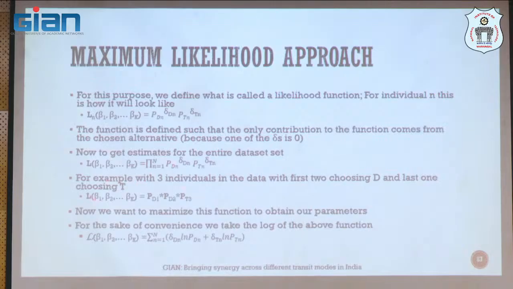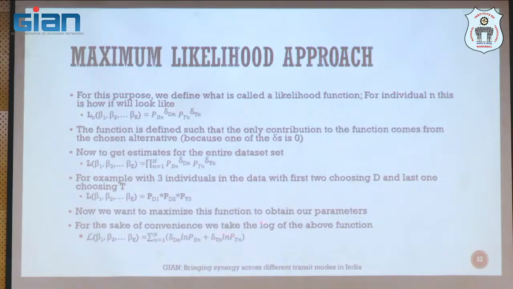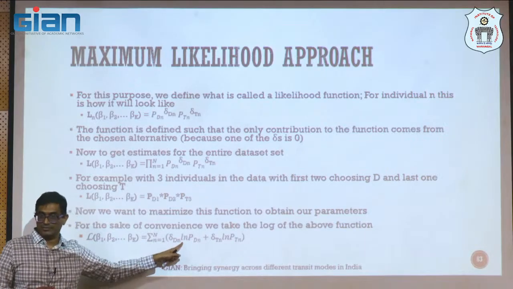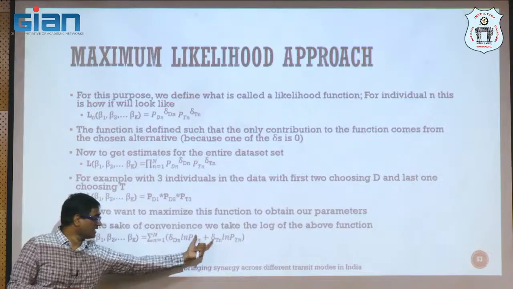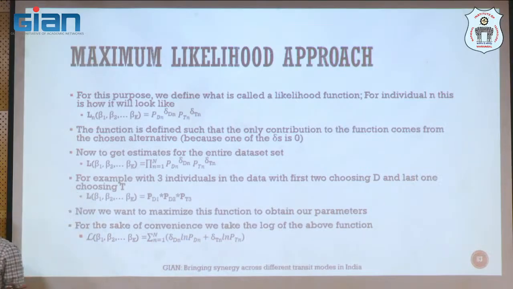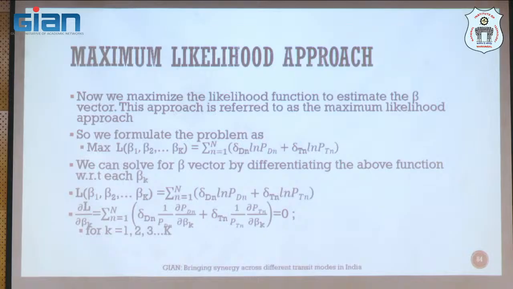We take the log of this, because again, a product can become computationally intense. So we take the log, then it becomes a nice summation function that looks like this. The log likelihood function is delta DN times ln PDN plus delta TN times ln PTN. If delta DN is 0, this will drop off. If delta TN is 0, this will drop. So for any person, only one of these two terms is active, right? Because any person can only choose one alternative. Either they choose drive or transit. So if they choose drive, this will stay. If they choose transit, this will stay. The other will become 0. Okay. This is the function that we will maximize.